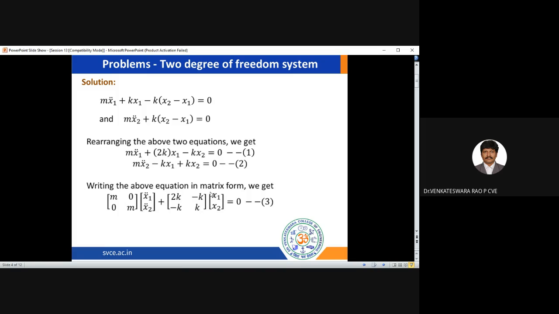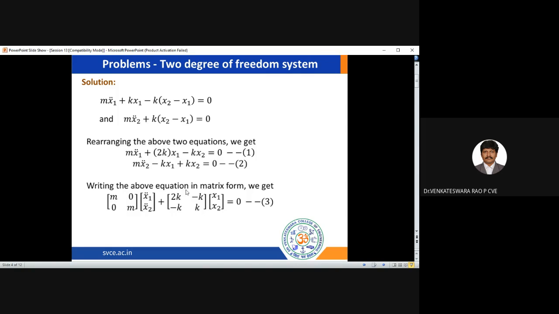First I am writing the displacement vector x1 and x2. In the first equation, you see what we have: 2k into x1 minus k into x2. So here minus k is there, the second component of the stiffness matrix. Then in the second equation, the first element should be multiplied with x1, so that is minus k. Then for the x2, it is k.